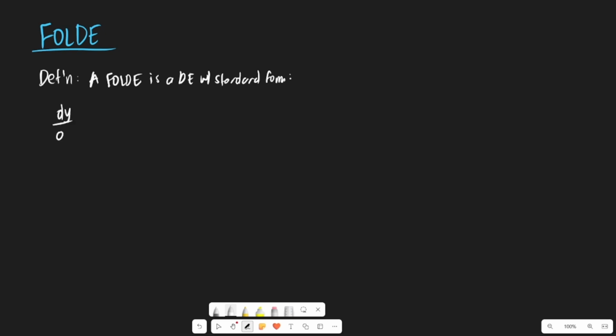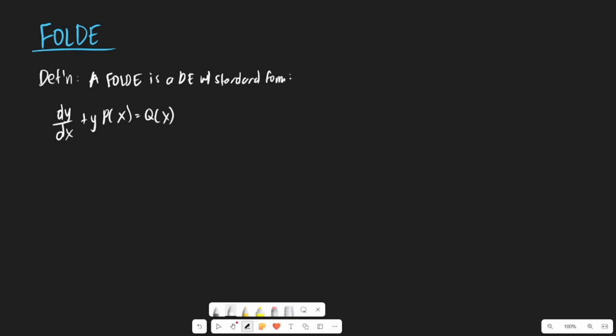dy dx plus y p of x is equal to q of x. So right here we can see this standard form, and we need to take note of two standard forms because a FOLDE has two standard forms. This is one. In this standard form, the dependent variable y is the dependent variable in this derivative.